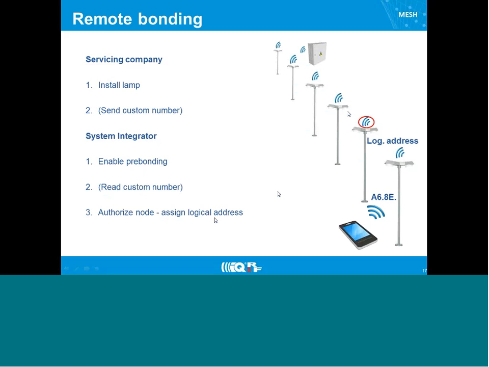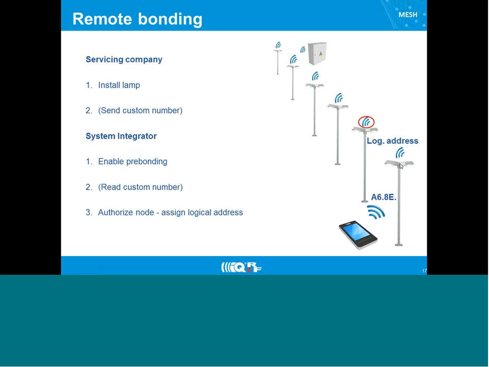So actually, you give it a logical address. You send it back to the lamp. You run what is called discovery. So basically, you set up the new topology, or new structure, of the network, and you are done. From the perspective of the installation, it's more or less the same as standard bonding. It's just a couple of clicks, and the efficiency of the servicing and of the installation is then much higher.